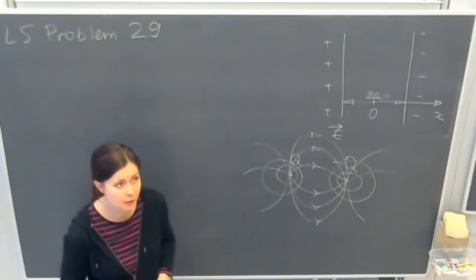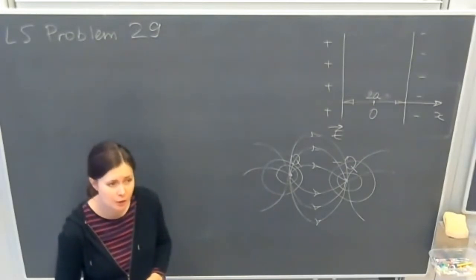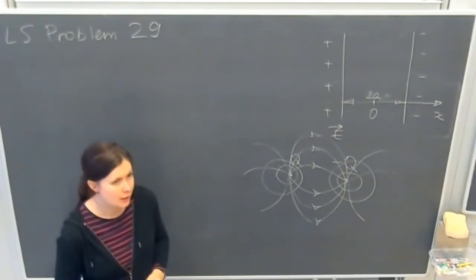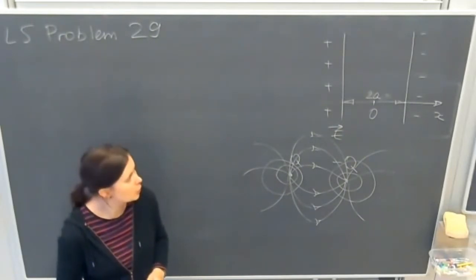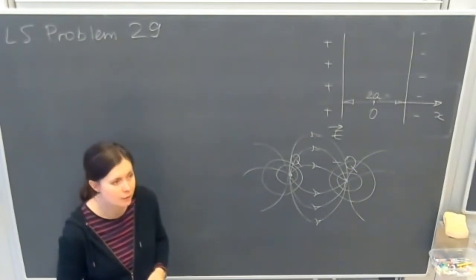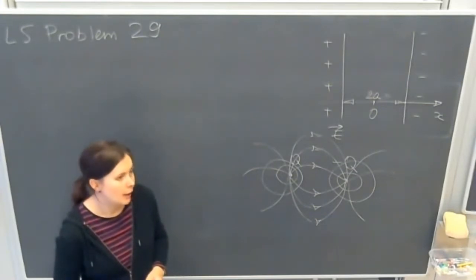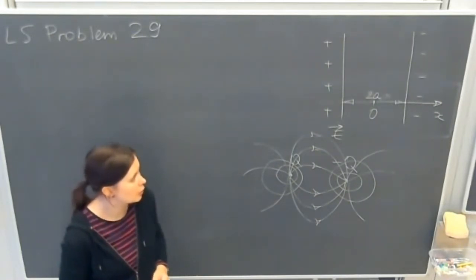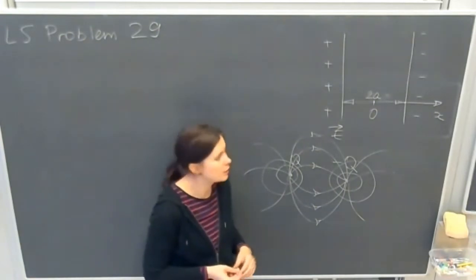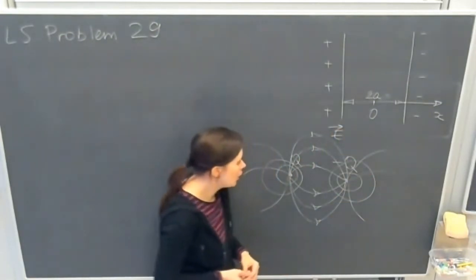Electric field lines are drawn to show and illustrate the electric field for the charge distribution. And they can be found from the potential, the scalar potential of this charge distribution, and the potential will be the sum of these two potentials.